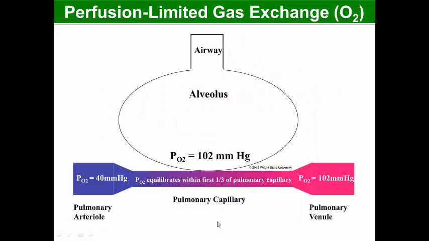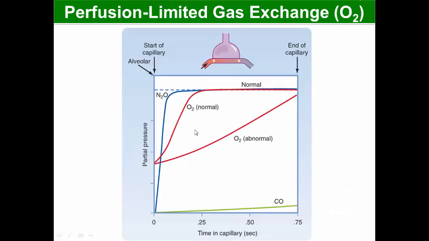So same thing here. Oxygen equilibrates with the first 1/3 of the pulmonary capillary. So by the end of the first 1/3 of the pulmonary capillaries, the partial pressure of oxygen in the blood would be exactly the same as the partial pressure of oxygen in the alveolar air, which is 100 to 105 millimeters of mercury.